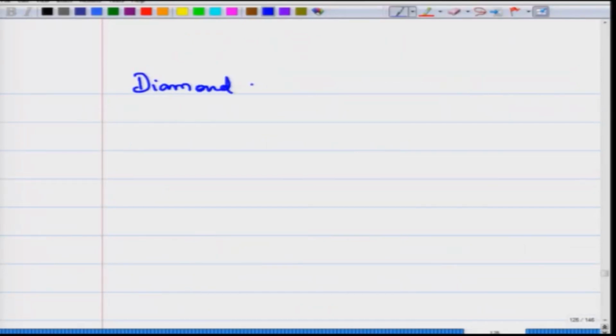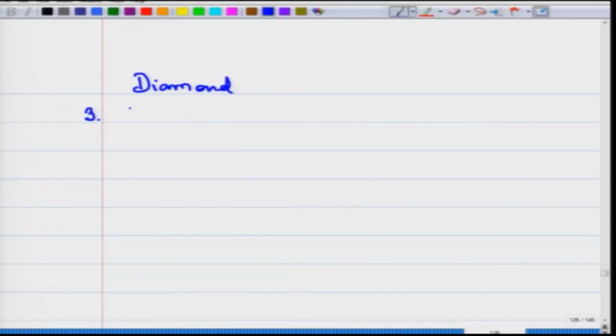A crystal of diamond, where there are carbon atoms which are covalently bonded to each other to form the diamond structure, and we will study that as we go along. So, you have the covalent bond, a very well known form of bond. Then you have the third, which is the metallic bond.